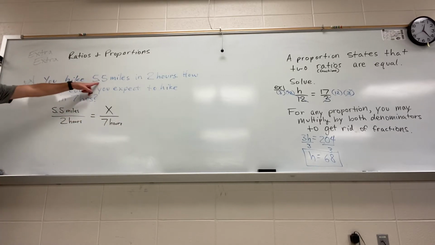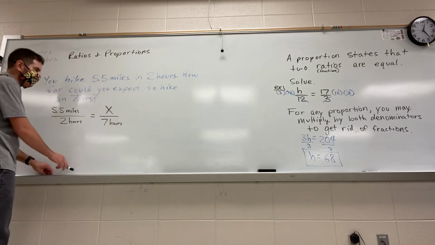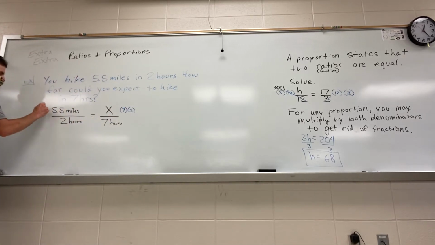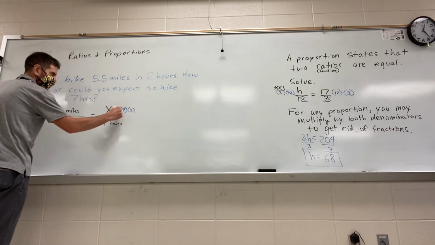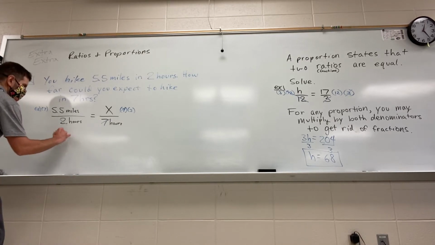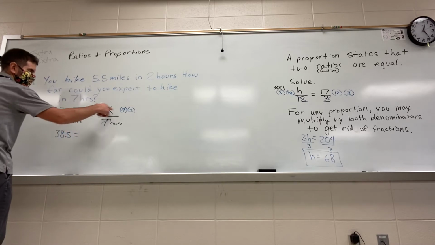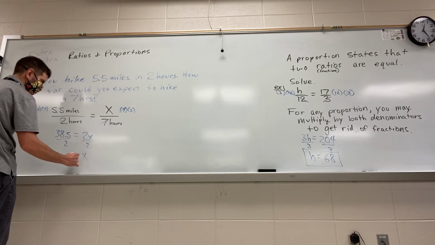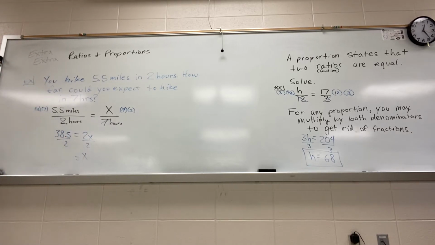Notice we're given a decimal, right? So a decimal answer is okay. But yeah, you could just multiply by 7, or you could multiply by 7 and 2 on both sides and get rid of the fractions, right? And then 7 times 5.5, what would be that? Is that 38.5? Yeah. 38.5 and 2 times x, and then divide by 2, and we get something. 19.25? Yes.